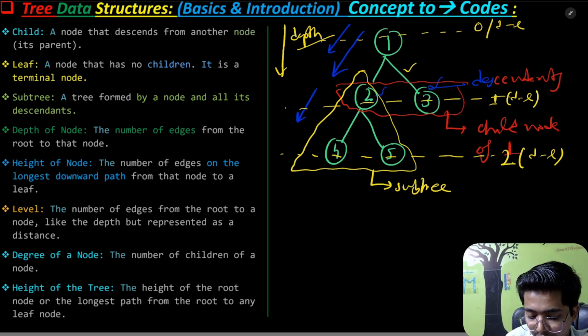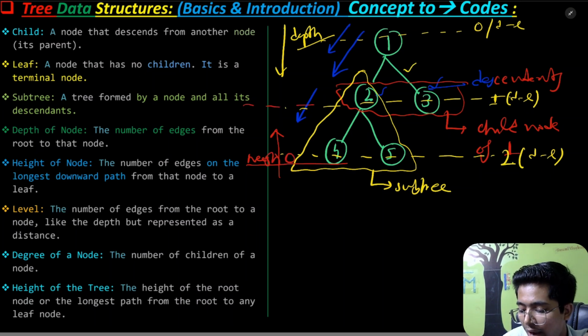Height of a node. I've already made you understand that we measure the height from the ground. In terms of height, 4 and 5 have height 0. If you come here, the height becomes 1. If you move here, the height becomes 2. So that is height.